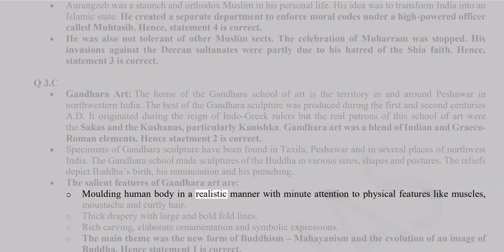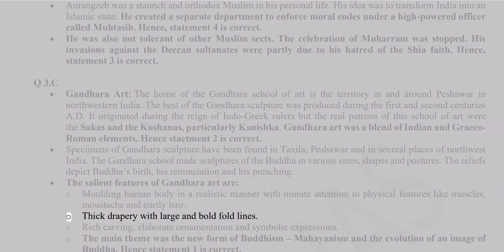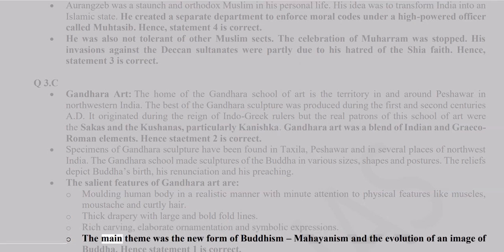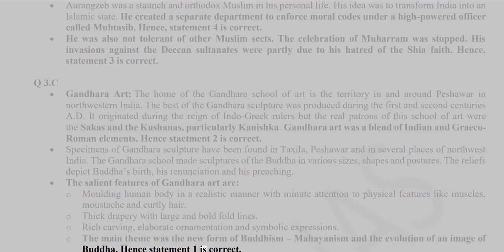Molding the human body in a realistic manner, with minute attention to physical features like muscles, moustache, and curly hair. Thick drapery with large and bold fold lines. Rich carving, elaborate ornamentation, and symbolic expressions. The main theme was the new form of Buddhism, Mahayanism, and the evolution of an image of Buddha. Hence, statement 1 is correct.